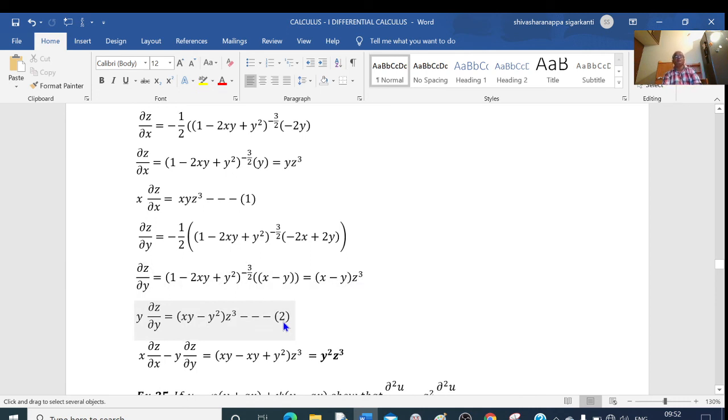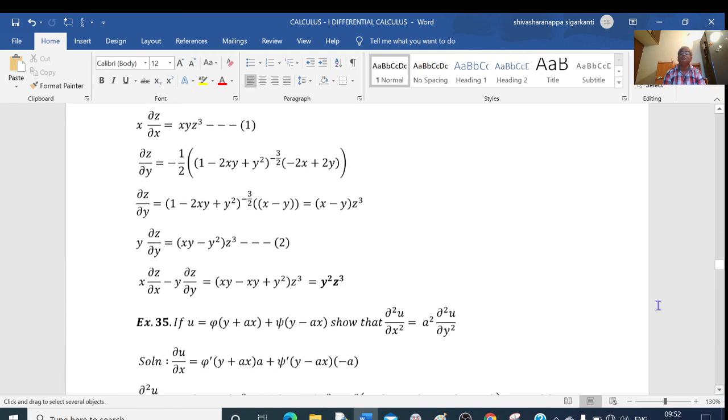Now subtracting, consider 1 minus 2. x ∂z/∂x minus y ∂z/∂y is equal to xy z³ minus, or here z³ common factor, I will get xy minus xy plus y². xy minus xy gets cancelled. This is equal to, finally what remains is y² into z³. This is the required equation. Okay, thank you. I will stop here.